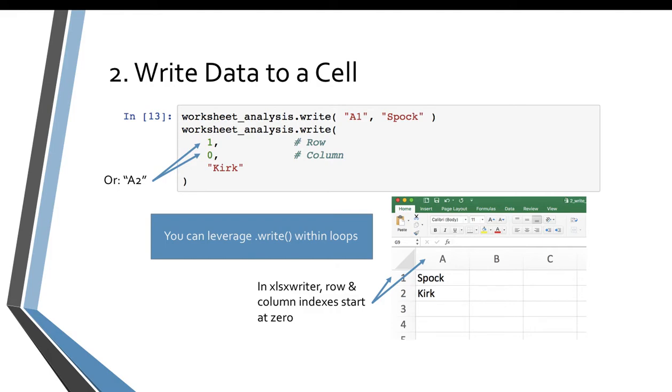And the cool thing about .write is you can actually leverage it within loops. So if you want to add a bunch of data to a column, you can create a loop and then use write for each row and cell that you want to loop through. We'll see more of this later in this presentation.